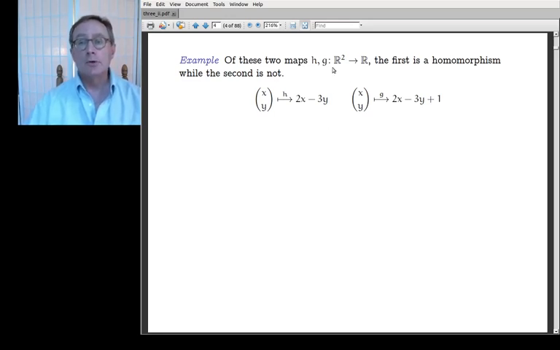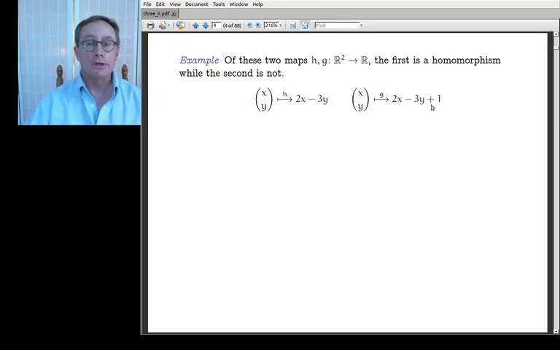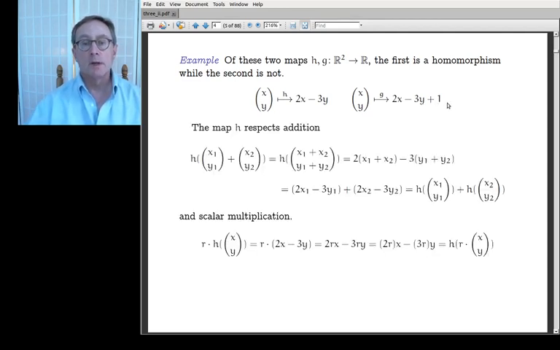I'm looking at two different functions from R2 to R. One of them is a homomorphism. One of them is not a homomorphism, and a person does spot the same sort of thing that you started to catch on to, I think, for isomorphisms, that this plus 1 is going to cause you trouble. 2x minus 3y is a linear map or a homomorphism. 2x minus 3y plus 1 is not going to be a linear map or homomorphism. So the map H respects addition.